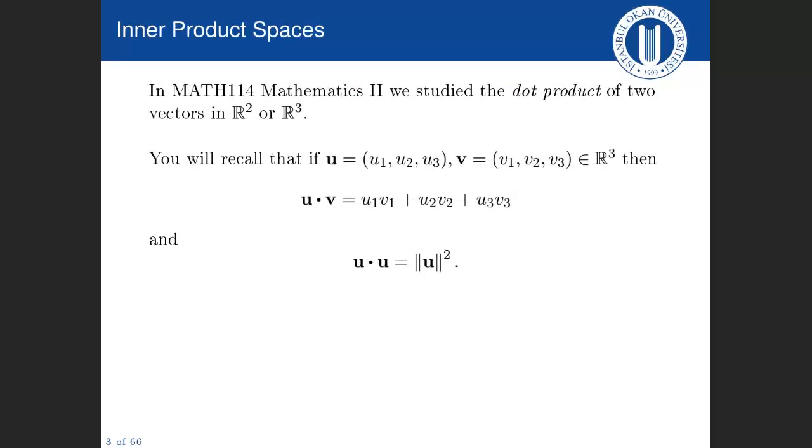Last semester in Mathematics 2, we studied the dot product of two vectors in R2 or in R3. Let me very quickly remind you that if we're in R3 and if we have vectors u and v, the dot product of u and v is u1 v1 plus u2 v2 plus u3 v3. And if we do the dot product of a vector with itself, then we get the norm or the length of u squared.